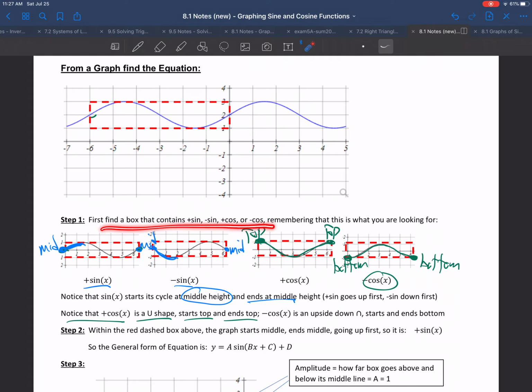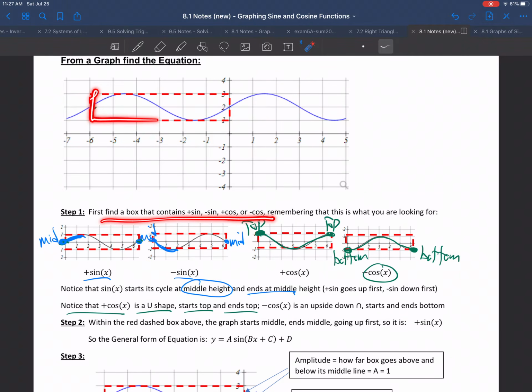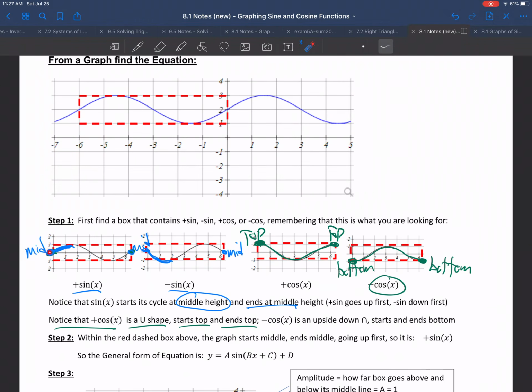Step one, you've got to find a box. One box that exactly contains a sine or cosine. Now, to do that, you've got to be super clear on what a sine or cosine does in its one cycle box. Look at this. Sine starts in the middle, ends in the middle in its box. Goes high, goes low, back to the middle.